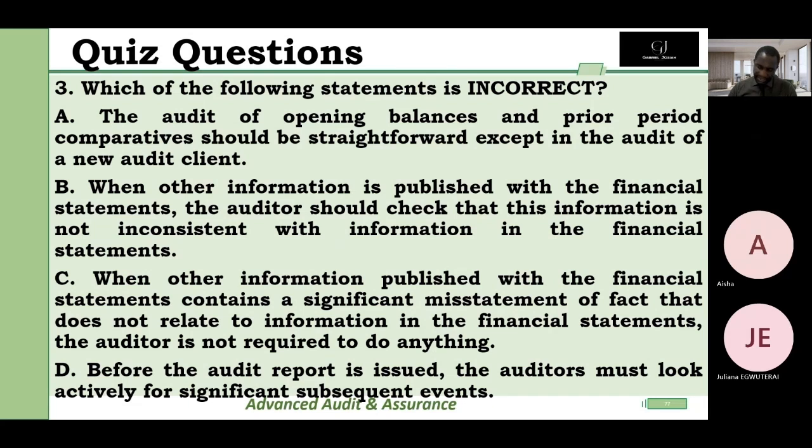Exactly. So J picked, let me see, what did they say? J picked B. When other information is published with the financial statements, the auditor should check that this information is not inconsistent with the information in the financial statements. So you picked A first and then picked B. So B is incorrect because financial and non-financial information must be consistent. Exactly. So A, good one, A.